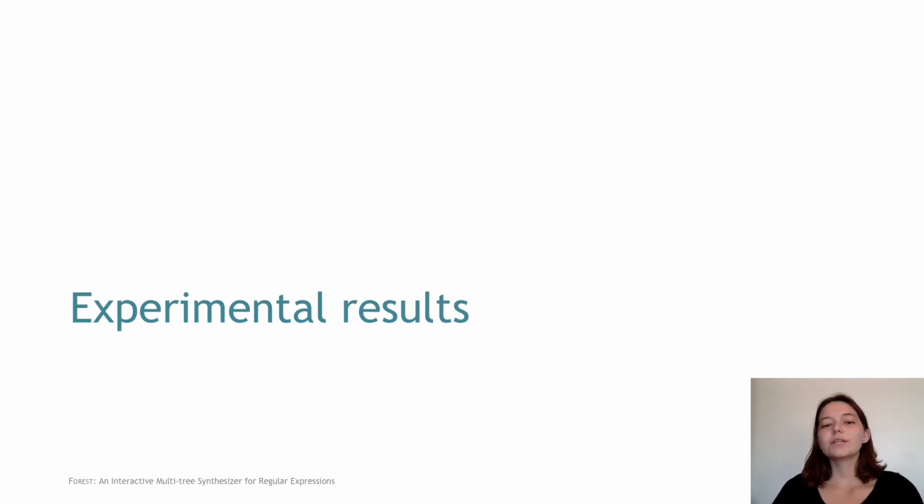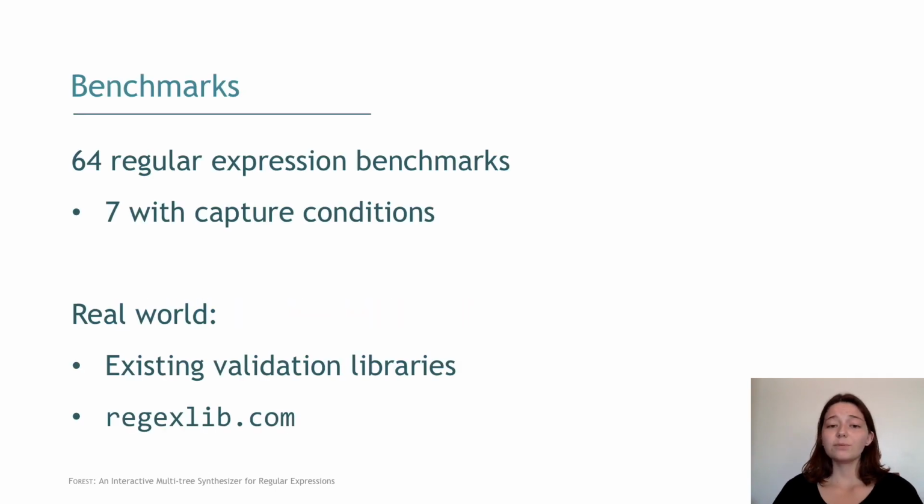Now let's take a look into our paper's experimental results. To evaluate Forest, we used 64 benchmarks based on real-world form validation regular expressions. These were collected from regular expression validators in validation frameworks and from RegexLib, a website where users can upload their own regexes. Among these benchmarks, there are several different formats, such as national IDs, identifiers of products, date and time formats, vehicle registration numbers, among others.